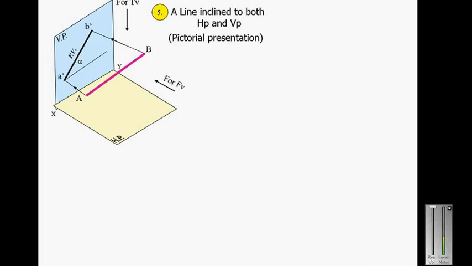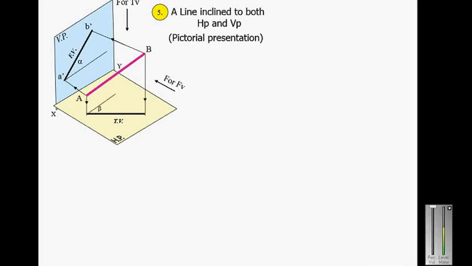The apparent length in the front view makes an angle with the XY line or with the HP. That angle is called alpha, the apparent inclination with HP. And the line AB is inclined with HP, so that's why you get the top view, and the top view will also be an apparent length. The top view makes an angle of beta with the XY line or with the vertical plane. That angle is called the apparent inclination with the VP or with the XY line.